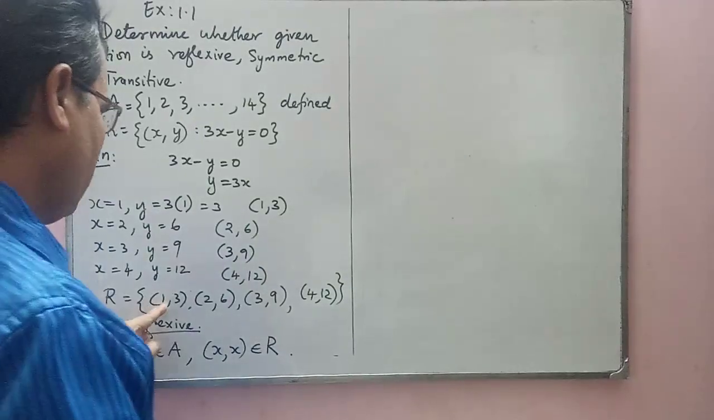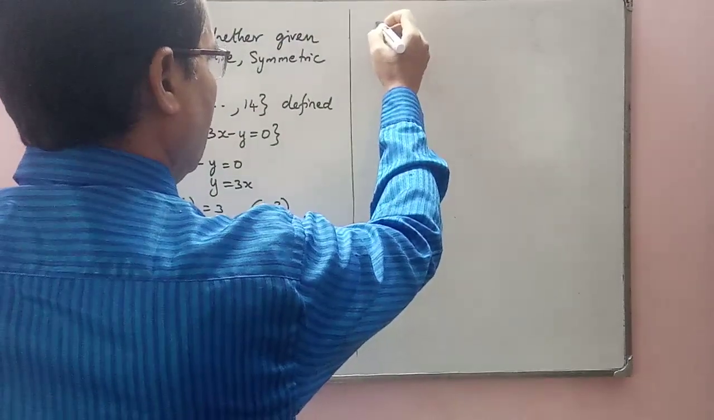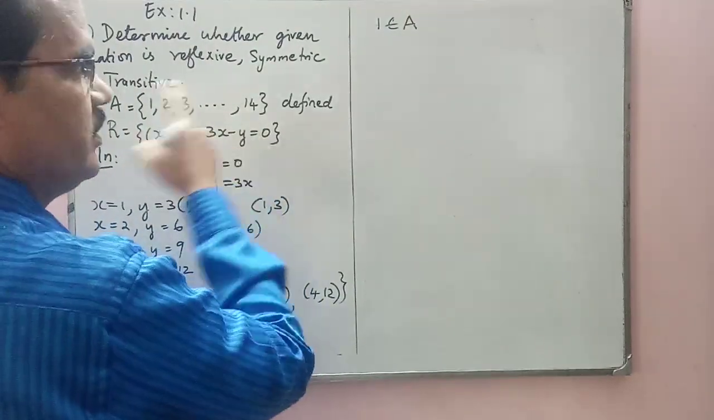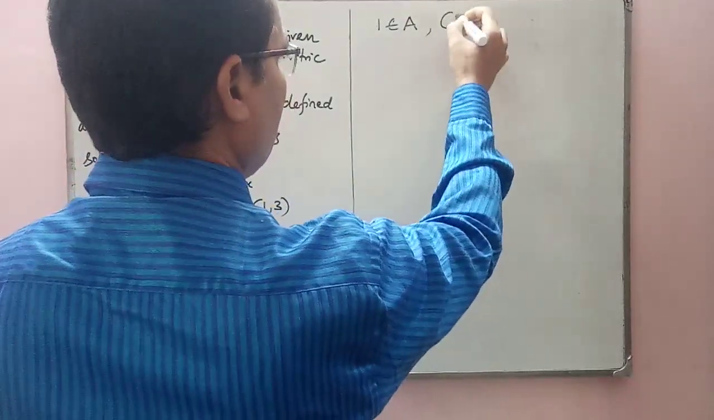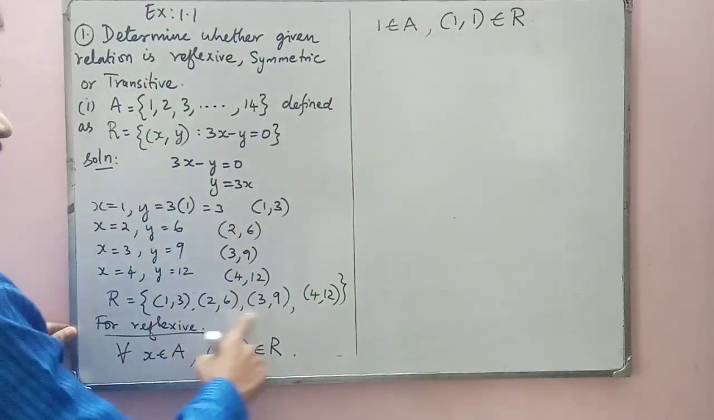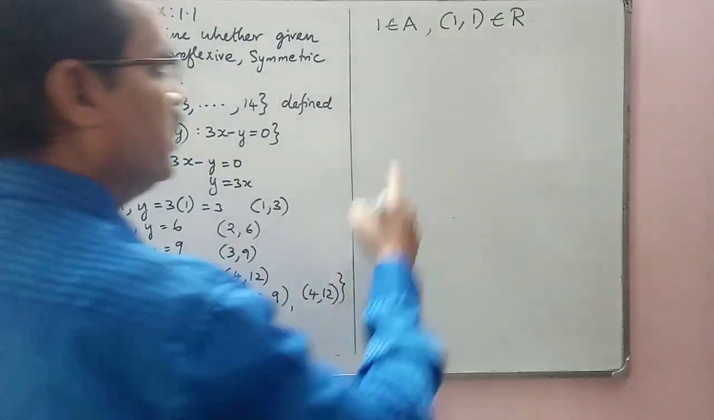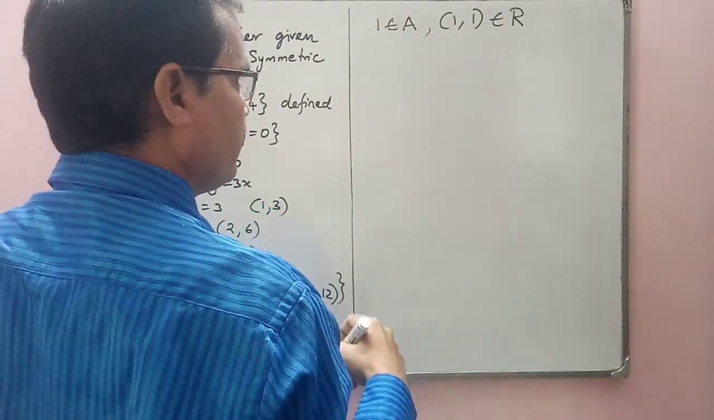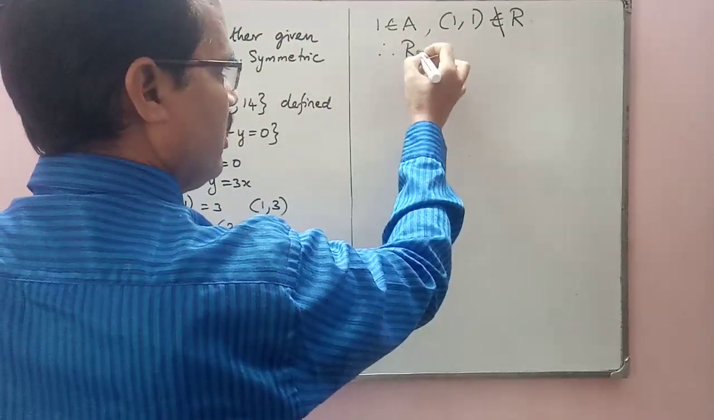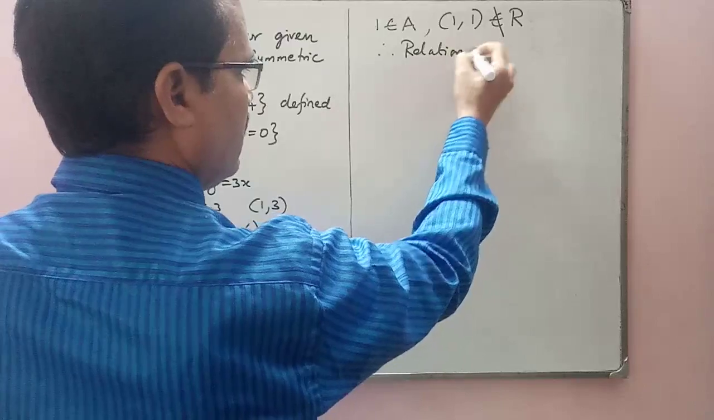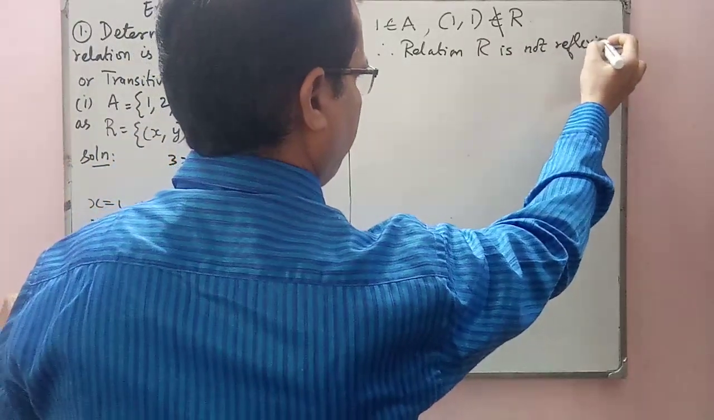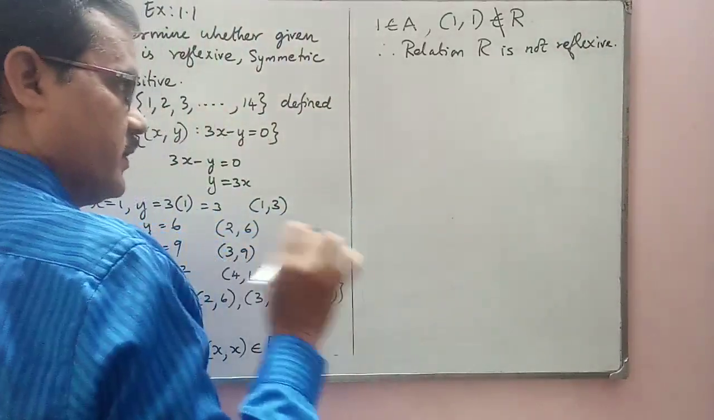So you take an element 1 that belongs to A. 1 is there in the set A. Now you should check whether 1 comma 1 belongs to R or not. 1 comma 1 is not there. So 1 does not have its reflection. So 1 comma 1 does not belong to R. Therefore, this relation R is not reflexive. So we conclude that it's not reflexive.